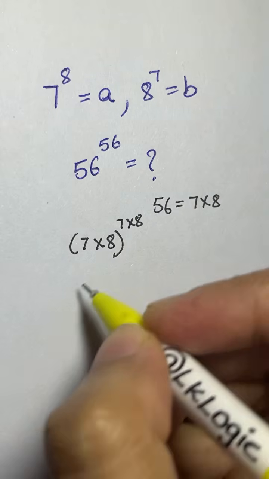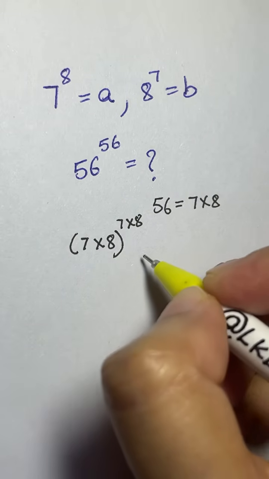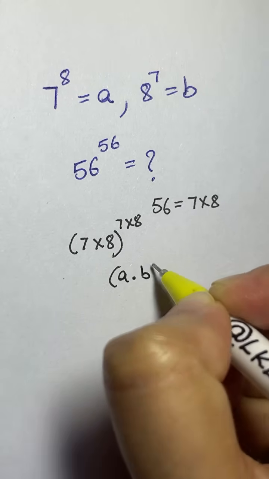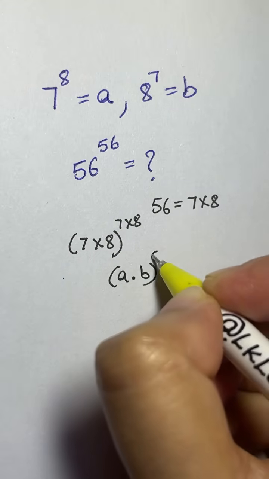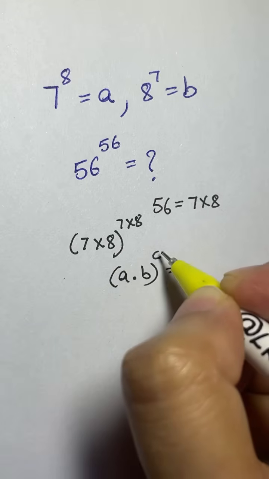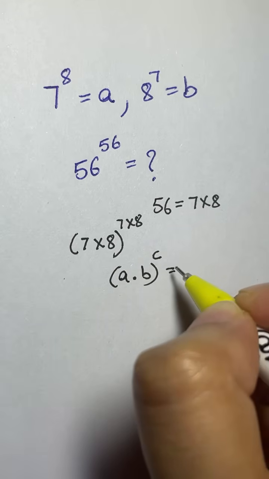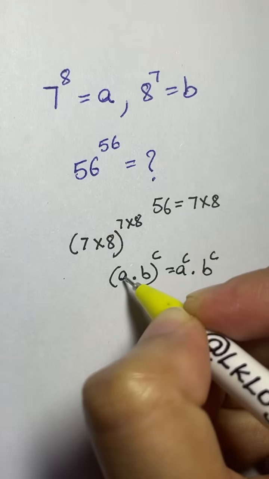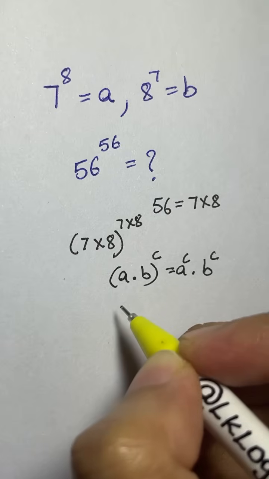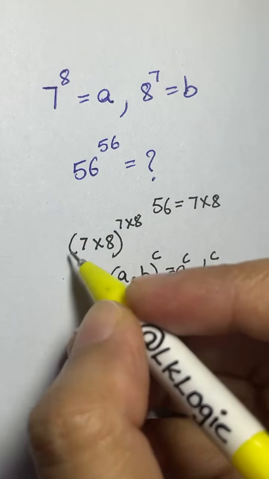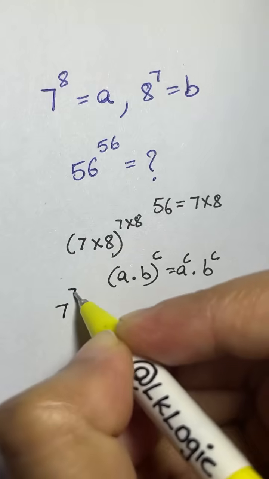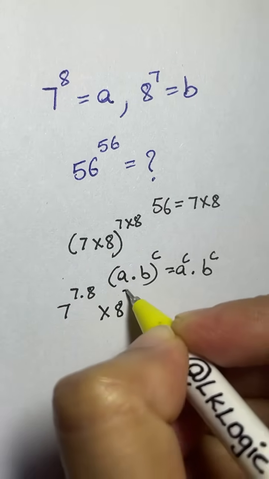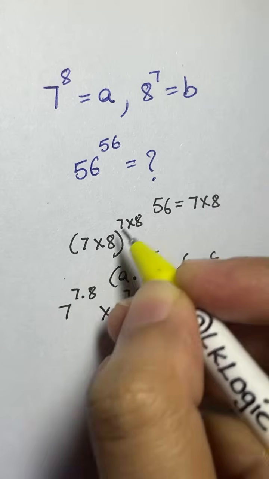Now, what is the law we are going to use here? We have A into B to the power C. When you have a product to a power, you raise each factor to that power. So A to the power of C and B to the power of C. Let's write down 7 to the power of 7 times 8, times 8 to the power of 7 times 8. So we have raised each factor to that power.